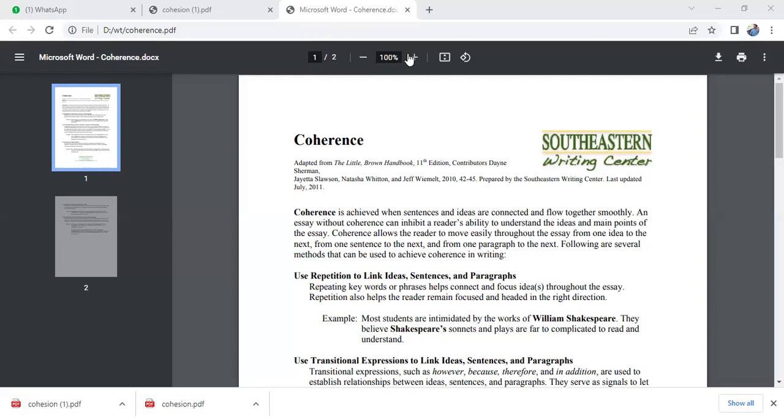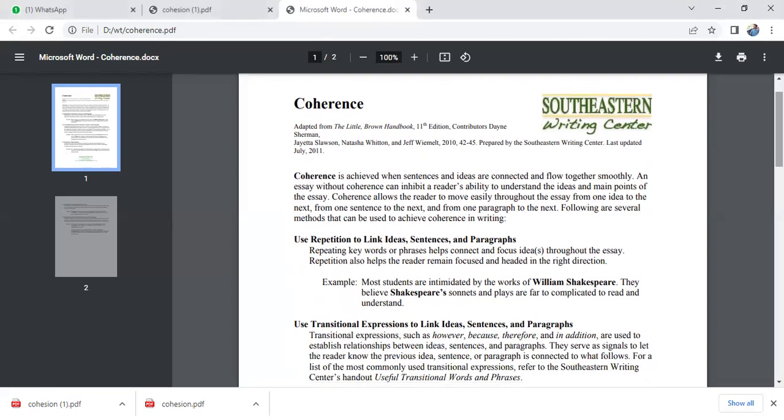Through this way, you can easily connect ideas, and that provides a pathway to the reader to get the idea easily and smoothly. So today we will be talking about coherence. What is coherence? Coherence is achieved when sentences and ideas are connected and flow together smoothly.